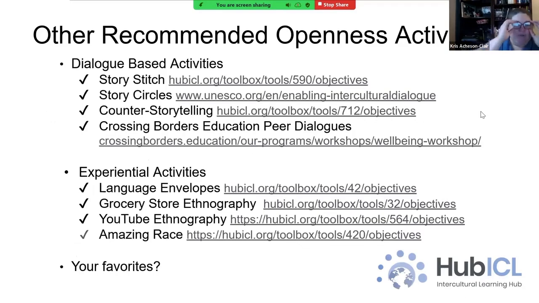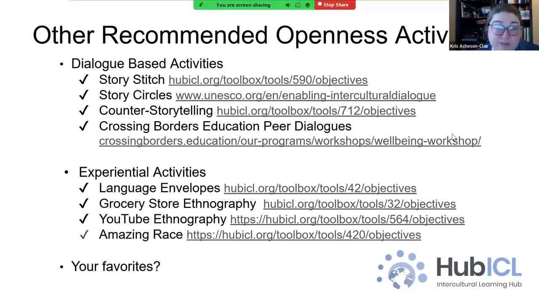I'm going to go ahead and just give you a very brief intro to a number of other activities along the same lines. So remember we said there were dialogue-based activities, and those are the more interpersonal, the more human side of things. And then the experiential activities are more about the cognitive and the affective, where we're trying to develop that suspending of judgment and the sort of openness to other perspectives, right?